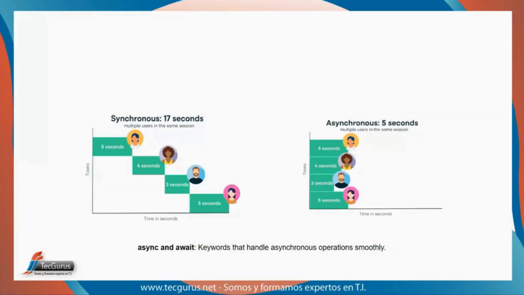In programming, we have two types of programming. One is asynchronous programming, and the second is synchronous programming.